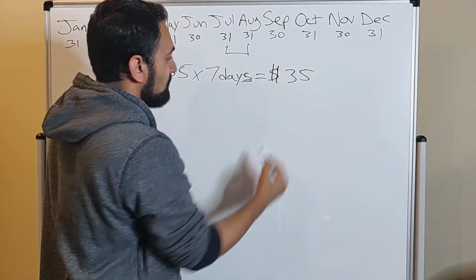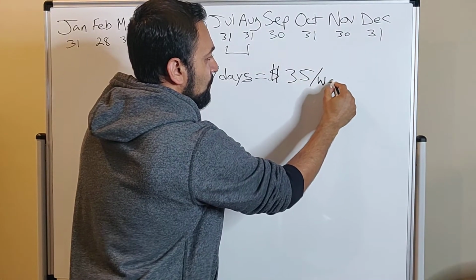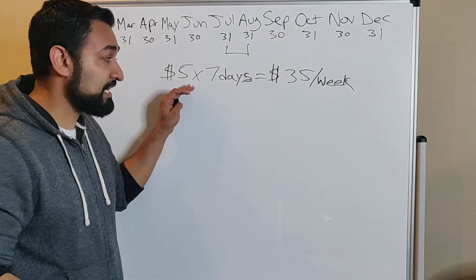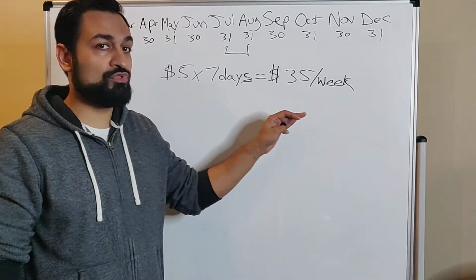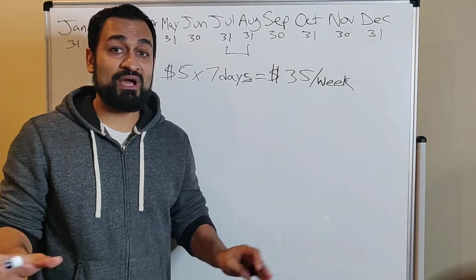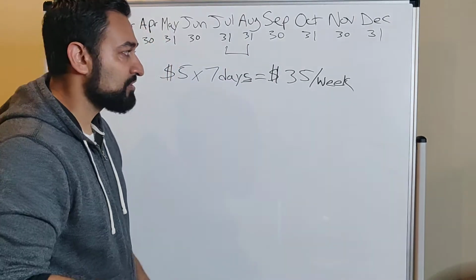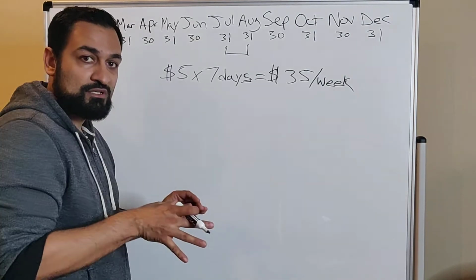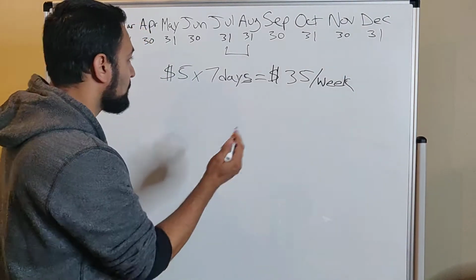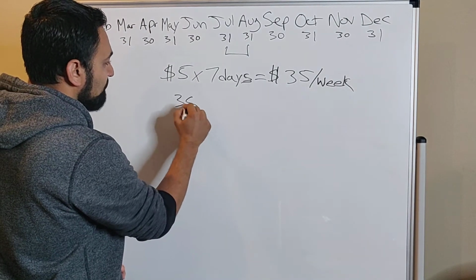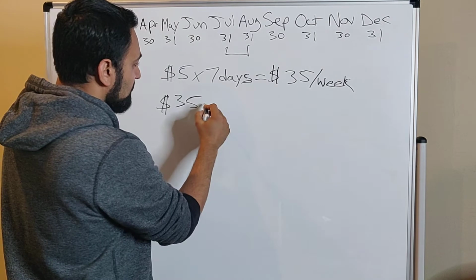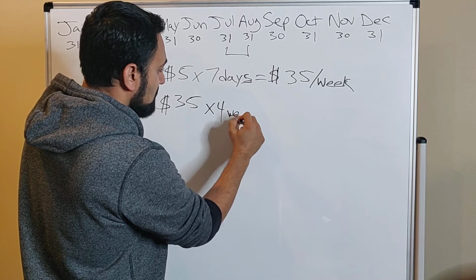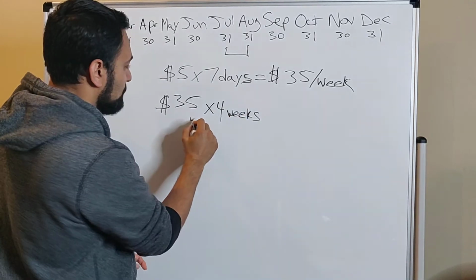$35 per week. So $5 a day for 7 days gives you $35 a week. That is straightforward math, no magic, nothing like that. $35 a week. Now, let's do this for 4 weeks, which is a month. So you have $35 for the week, and let's times it by 4 weeks.